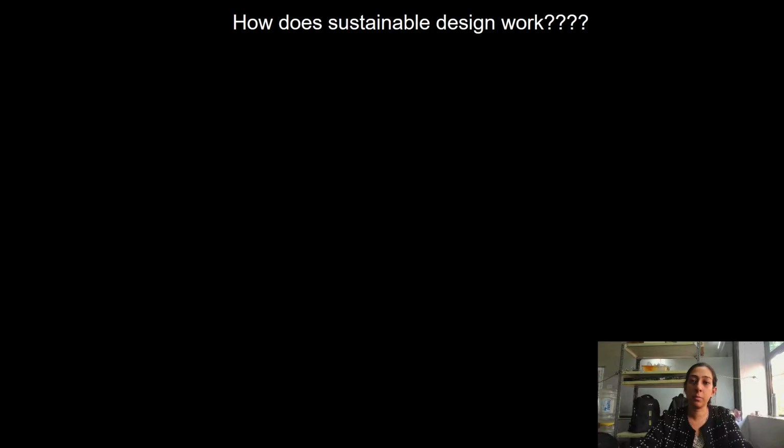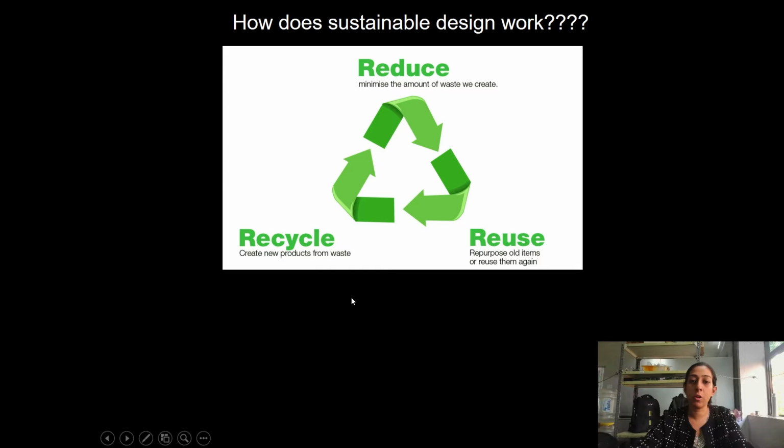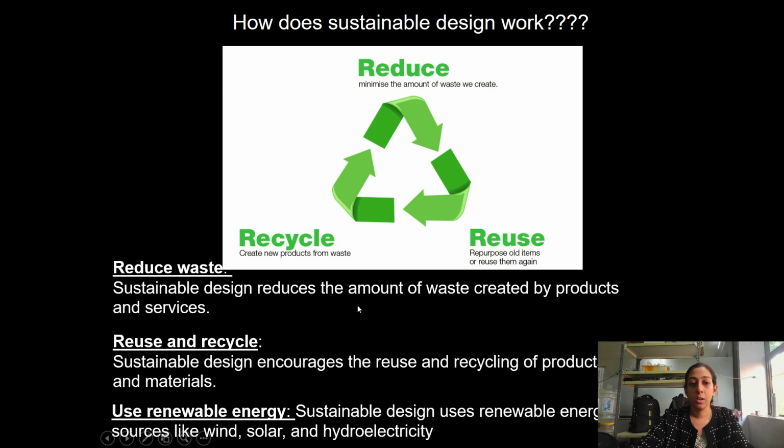So how does sustainable design work? We work on the principle of the 3 R's: recycle, reduce, and reuse. This is the basis of sustainability. Everybody knows what the 3 R's are. So what is the first one? Reduce waste. Sustainable design reduces the amount of waste created by products and services. Reuse and recycle. Sustainable design encourages the reuse and recycling of products and materials.